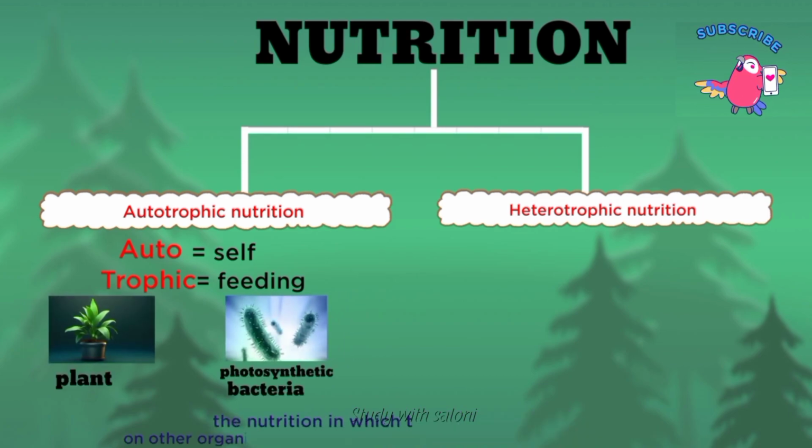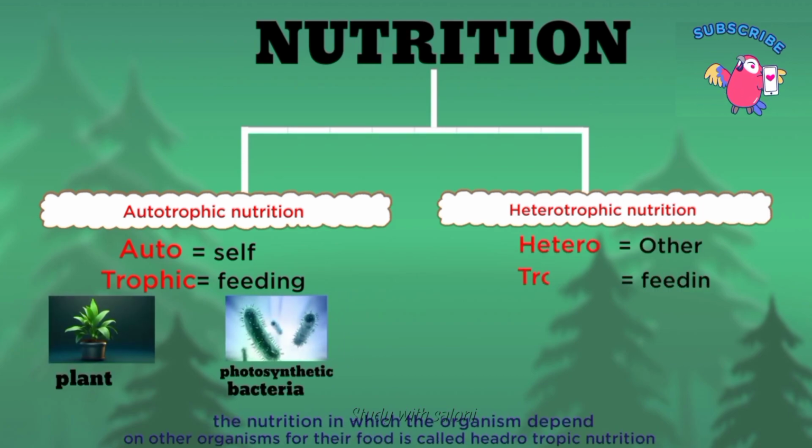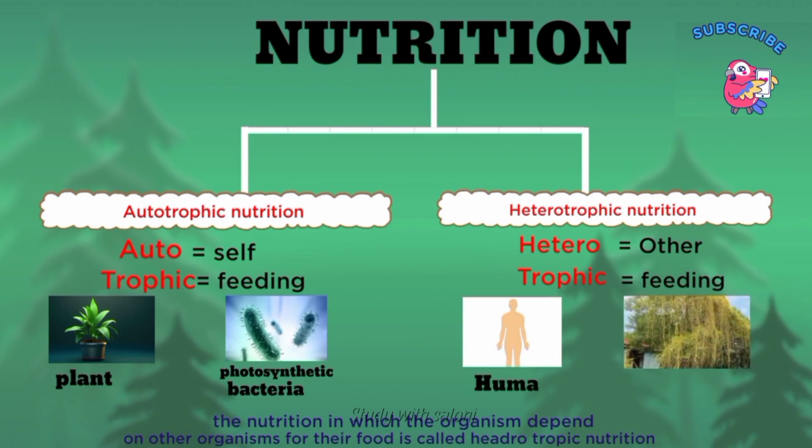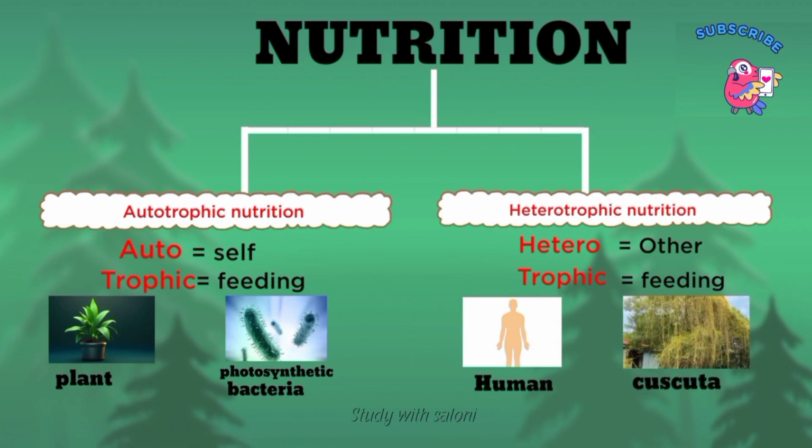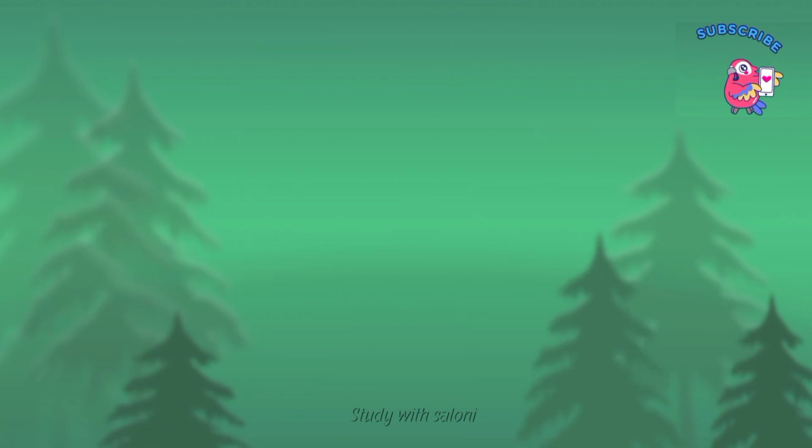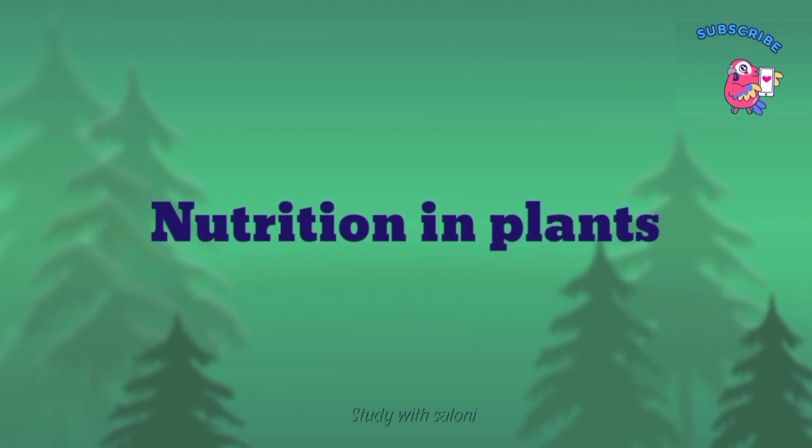The second one is heterotrophic nutrition. The nutrition in which organisms depend on other organisms for their food is called heterotrophic nutrition. Example, animals and certain plants like cuscuta. Now let us see nutrition in plants in detail.